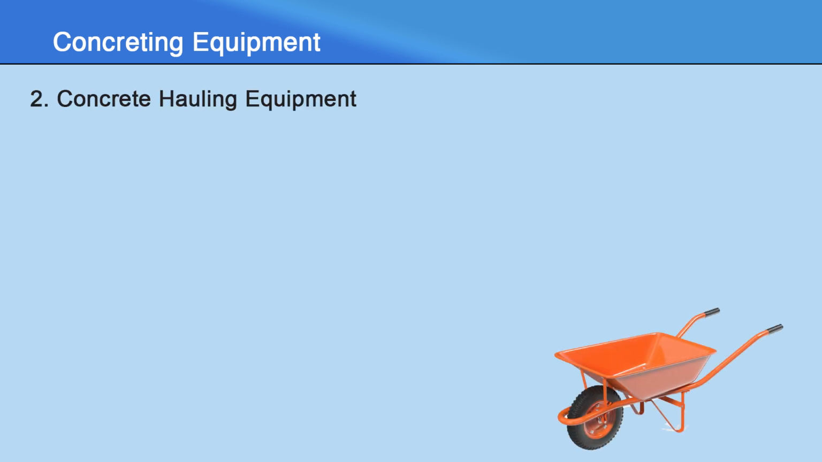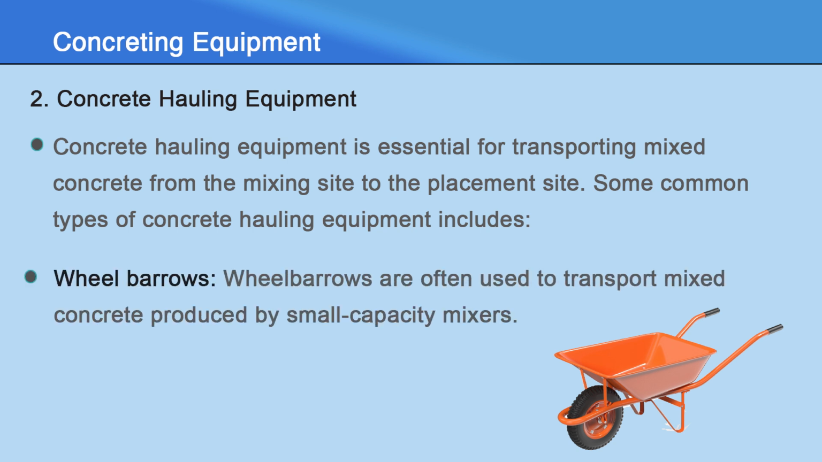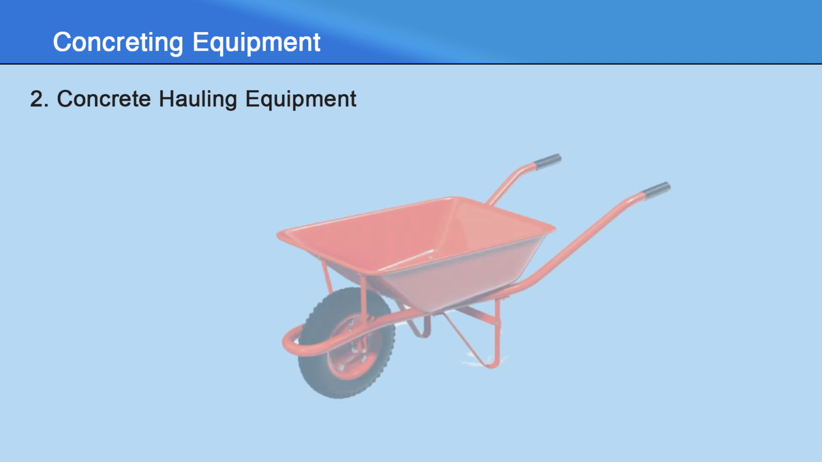Moving on to the concrete hauling equipment. Concrete hauling equipment is essential for transporting mixed concrete from the mixing site to the placement site. Some common types of concrete hauling equipment include wheelbarrows. Wheelbarrows are often used to transport mixed concrete produced by small capacity mixers. They are suitable for short distances and small projects. To prevent segregation, the transportation path should be smooth and as short as possible.